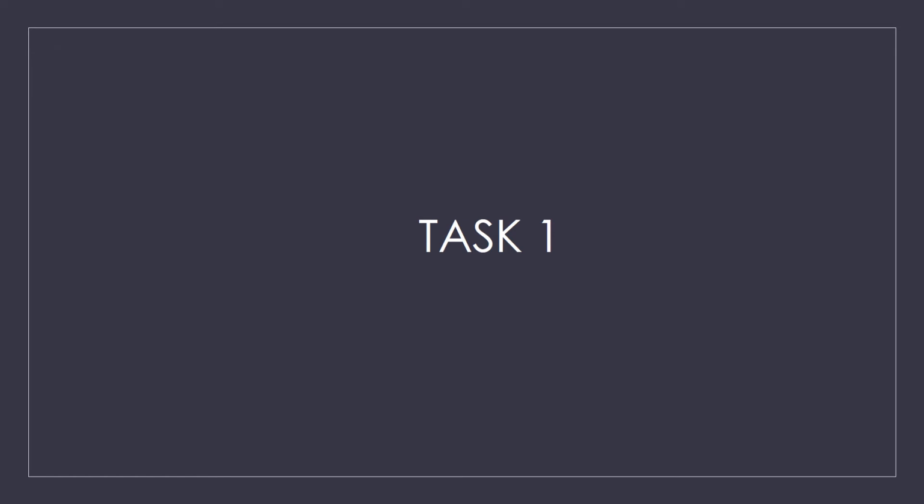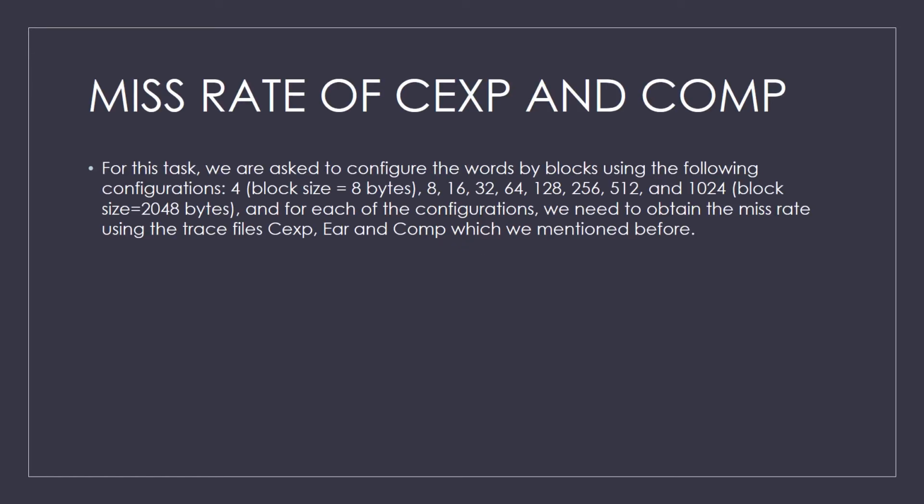Task 1. For this task, we are asked to configure the words by block using the following configurations, starting from 4, which is block size equal to 8 bytes, to 1024, block size equal to 2048 bytes. And for each of these configurations, we need to obtain the miss rate using the trace files CXP, EAR, and COMP, which we mentioned before.